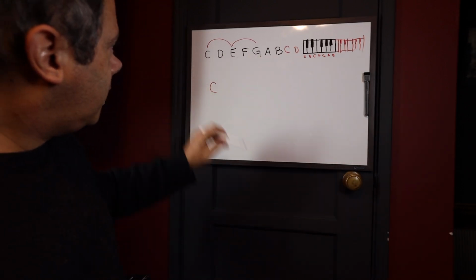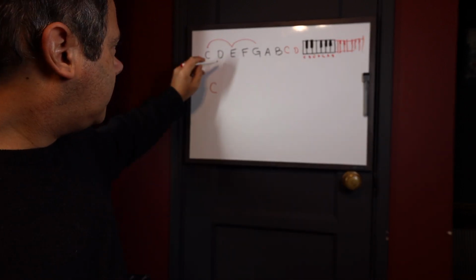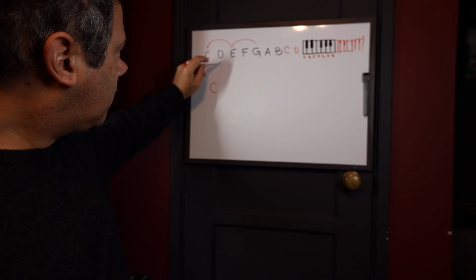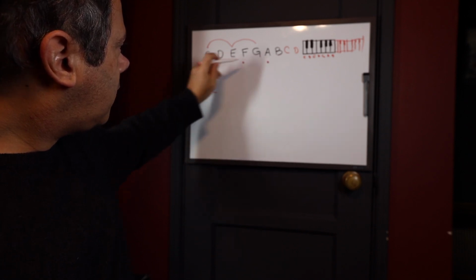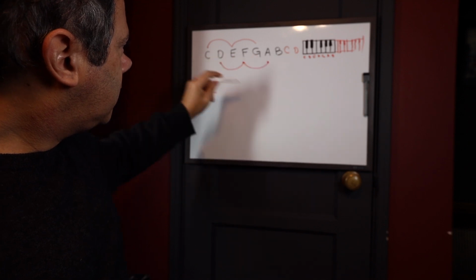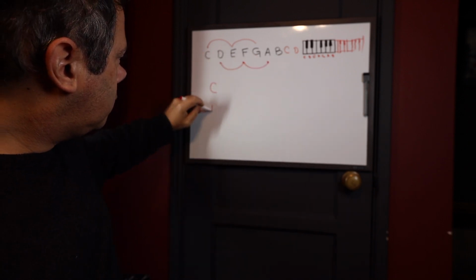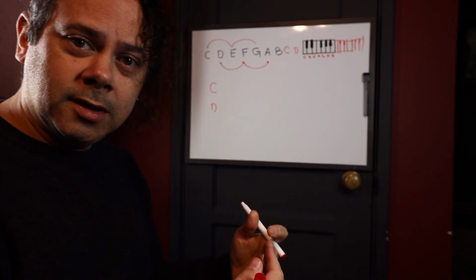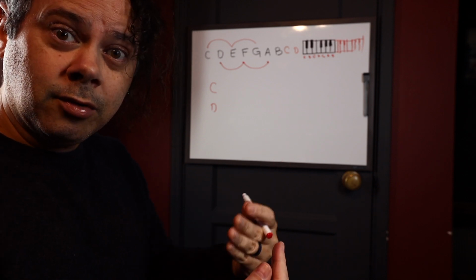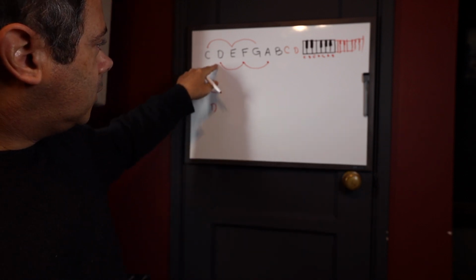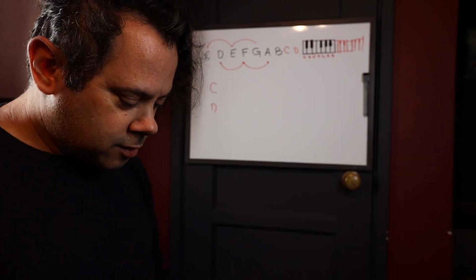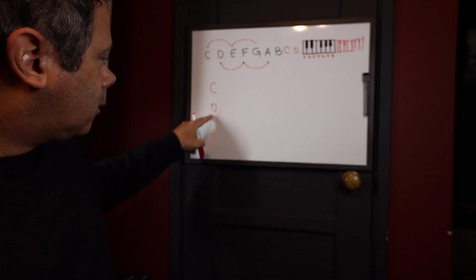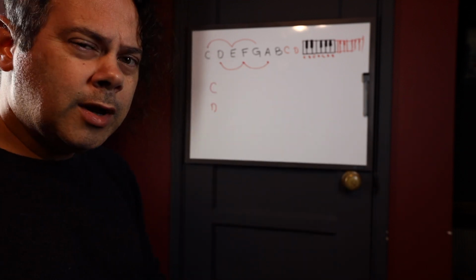Now we will do the same thing, but my starting point right now will be the next one, which is a D. So I will count 1, 2, 3, 4, 5, because D is my new root. It's my new foundation, my new starting point, right? So 1, 3, 5. That's how I will represent this chord. It's a D, but wait.